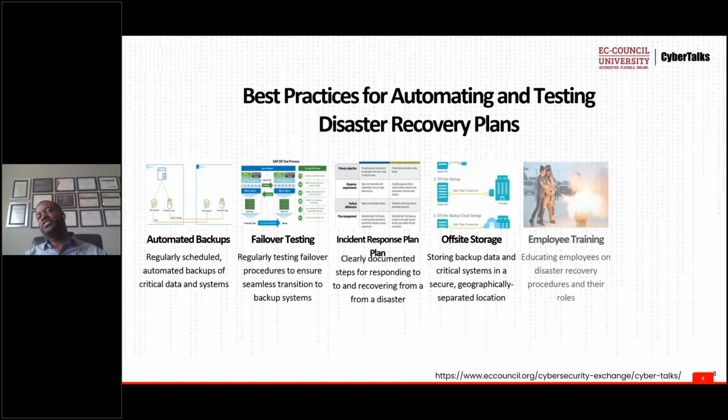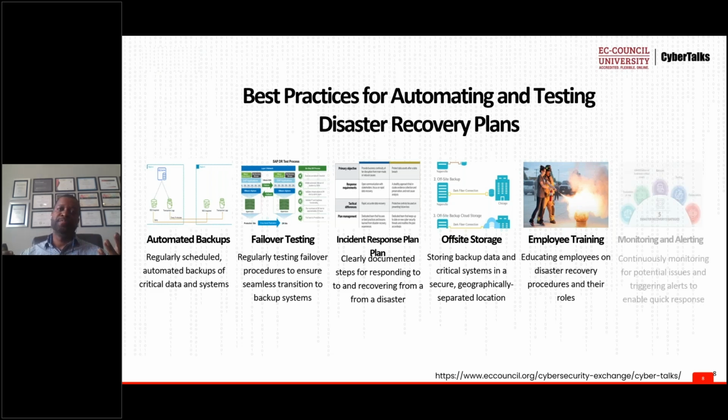No DR strategy is complete without training your people. Your tools are only as good as the people using them. Ensuring your teams understand their roles in recovery increases speed, reduces mistakes, and strengthens organizational readiness.